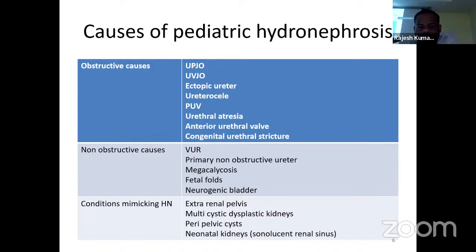Causes of pediatric hydronephrosis are categorized into two categories, obstructive and non-obstructive causes. Obstructive causes are like PUJO, UVJO, ectopic ureter, ureterocele, posterior urethral valve, anterior urethral valve, urethral atresia, and congenital urethral stricture. Non-obstructive causes are VUR, primary non-obstructive megaureter, megacalycosis, prune belly, and neurogenic bladder. Some conditions mimicking hydronephrosis are extrarenal pelvis, multicystic dysplastic kidney, peripelvic cyst, and neonatal kidneys.